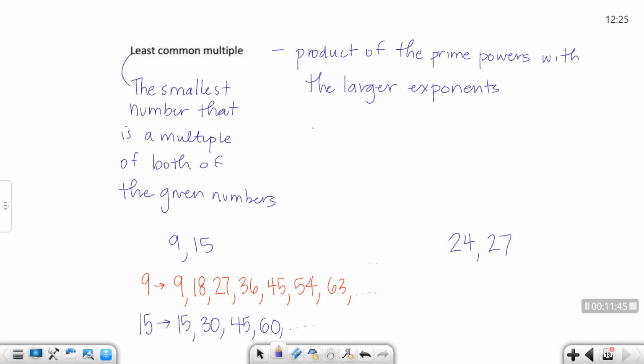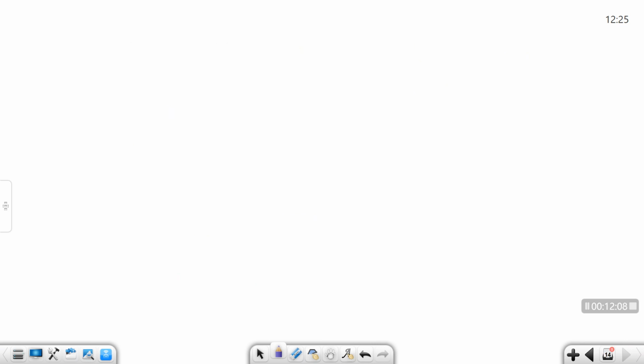So what you're doing, once you make your multiple list, if you had smaller numbers, once you make your multiple list, you're going to look for the smallest one in both lists. Okay, so the smallest one in both lists is a 45. And so my least common multiple here would be 45. I also want to try the numbers 24 and 27.